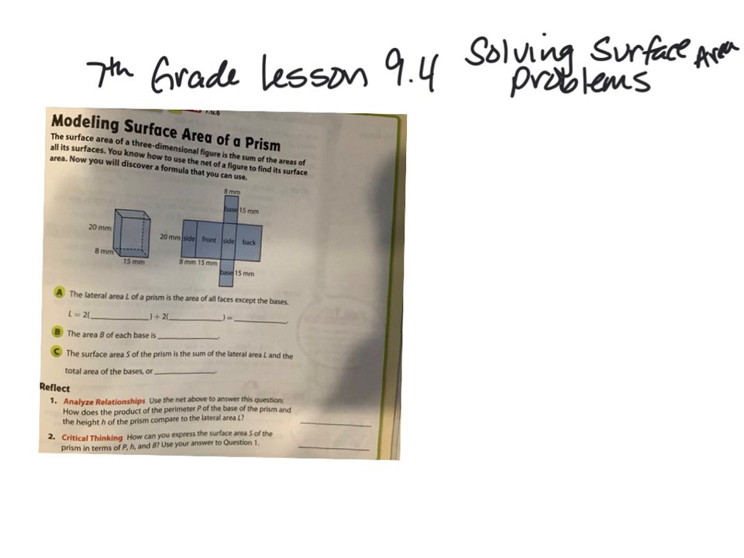Now, if I wanted to find the area for each of those, I have these two that are the same. I could find the area for them, 8 by 15. And then I have these two that are the same and these two that are the same. They start off by saying, go ahead and find the lateral area. They're talking about this part here. We have two that are 20 by 8. And then we have two that are 15 by 20.